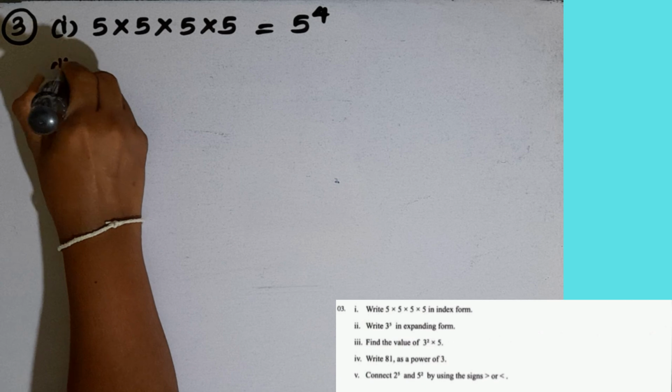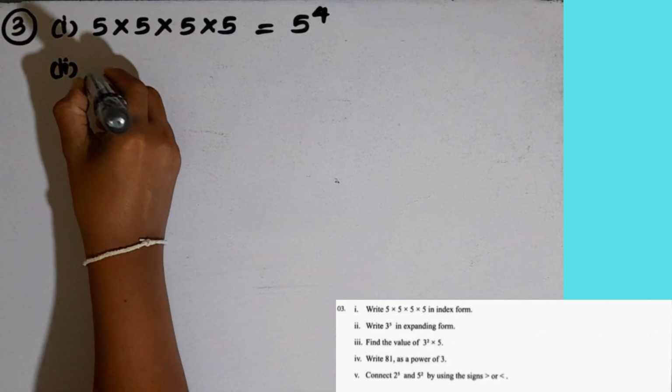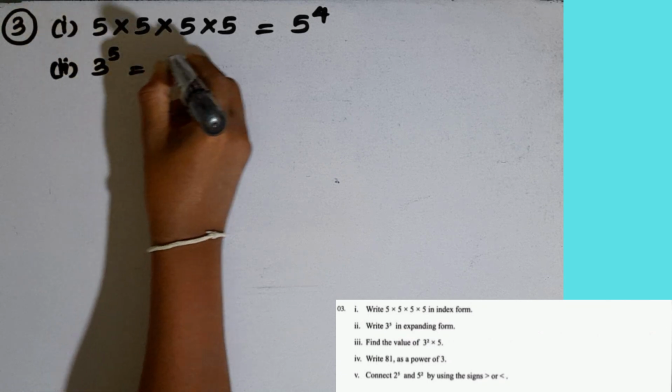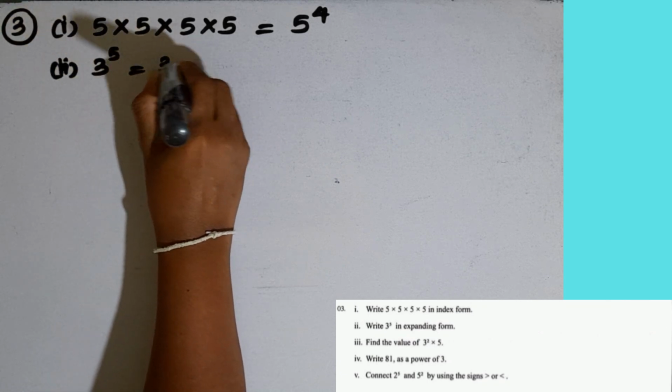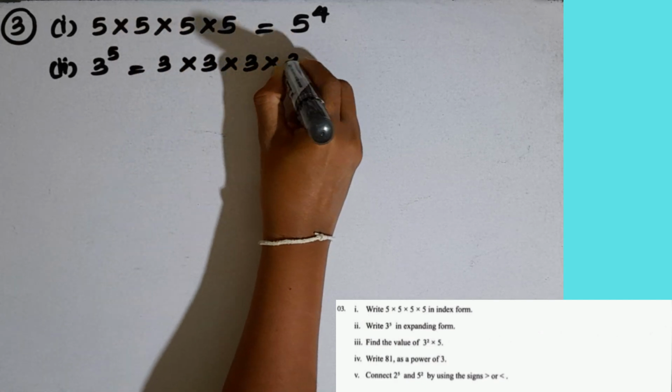Then second part, write 3 to the power 5 in expanding form. 3 to the power 5. 3 is multiplied 5 times. So 3 into 3 into 3 into 3 into 3.